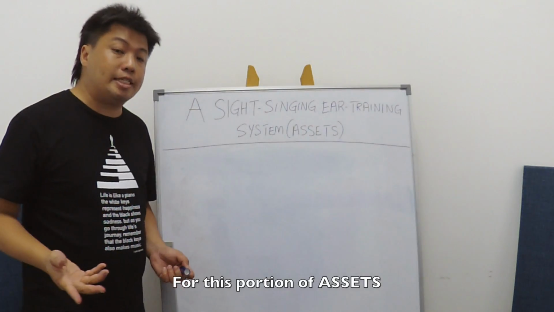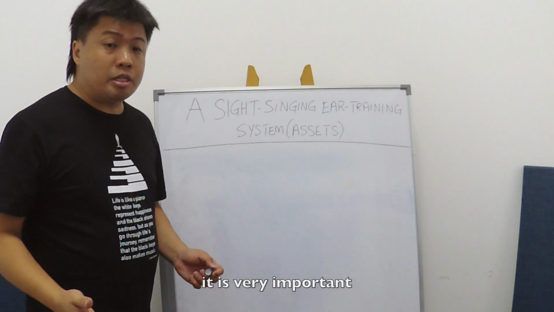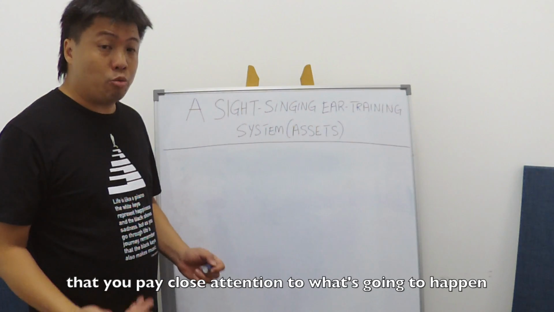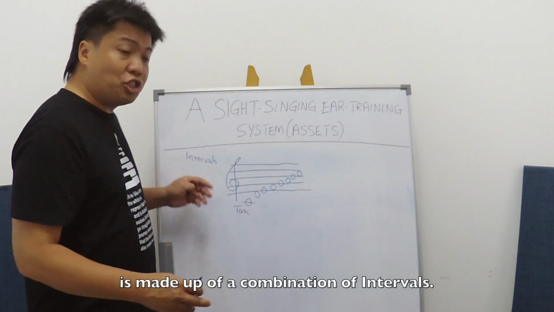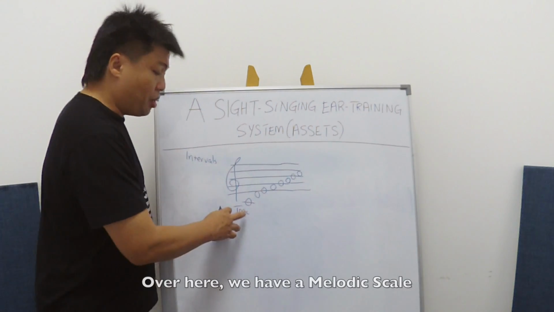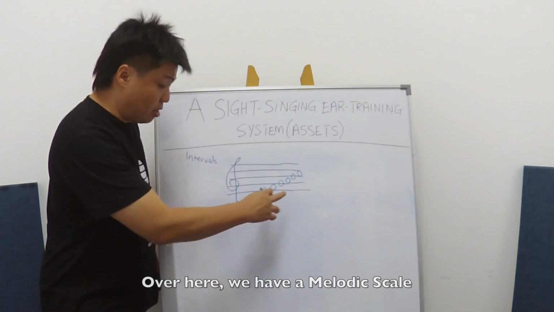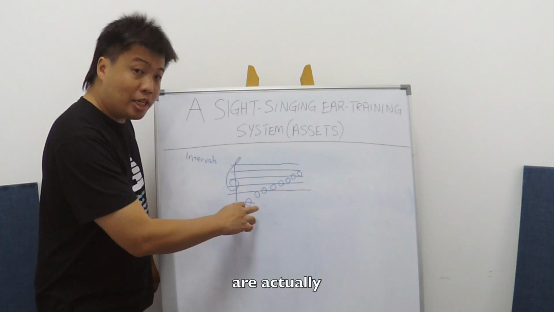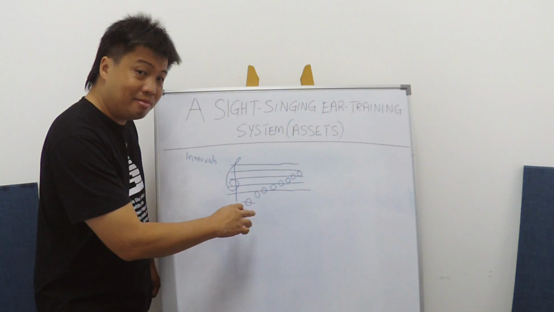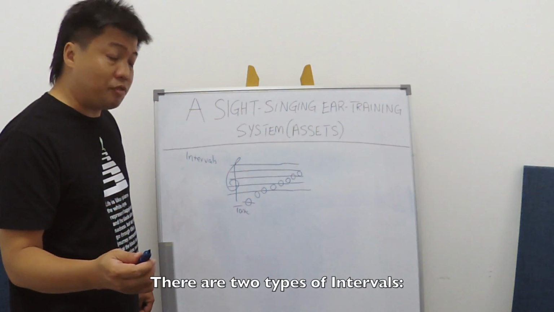For this portion of Assets, it is very important that you pay close attention to what's going to happen. Melody is made up of a combination of intervals. Over here we have a melodic scale, and all these notes are actually intervals. There are two types of intervals.